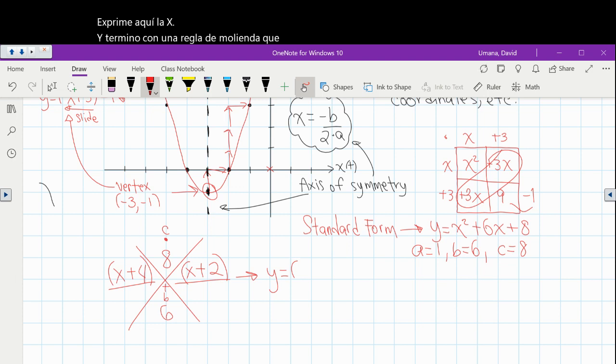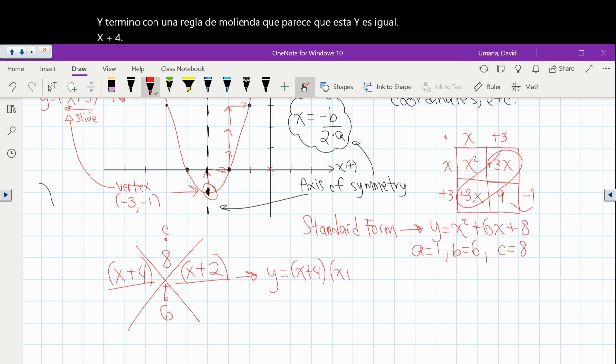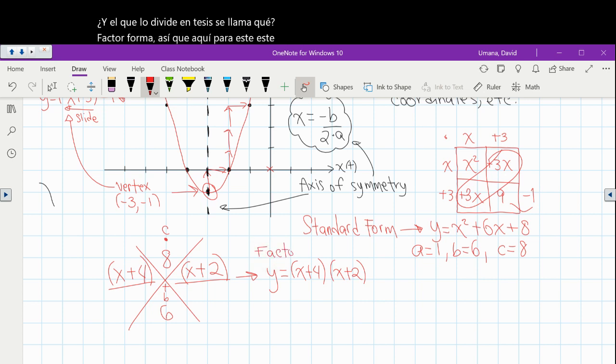Y equals X plus 4, X plus 2. Anybody happen to remember the name of this rule? We have vertex form, that was our original. We have standard form, which is the big long one. And the one that breaks it up into pieces is called what? Factor form. So in here for this one, write it in there if you can. This is factor form.